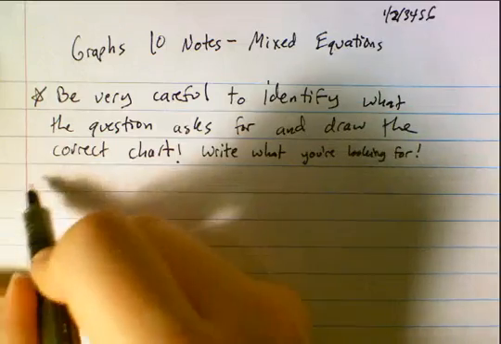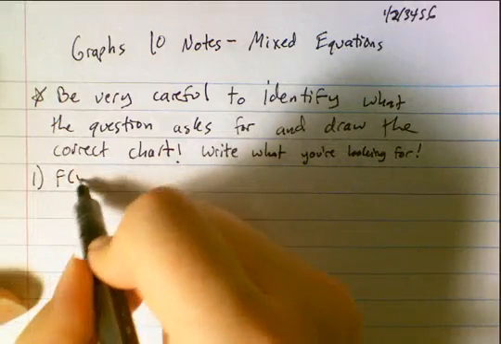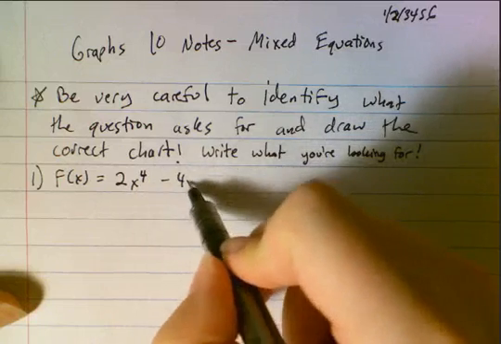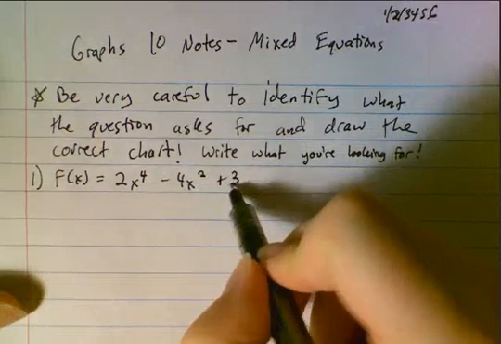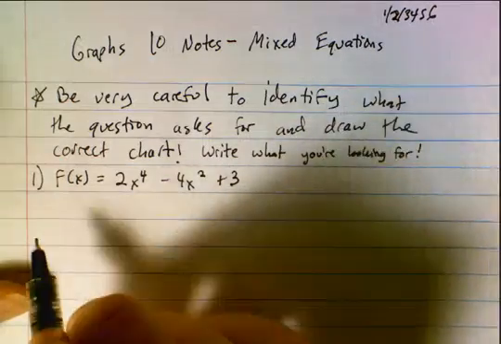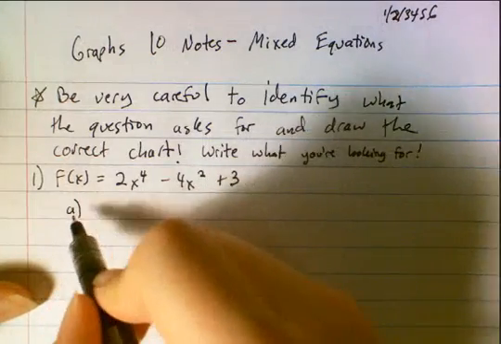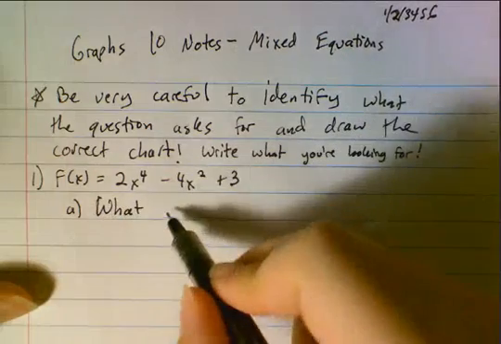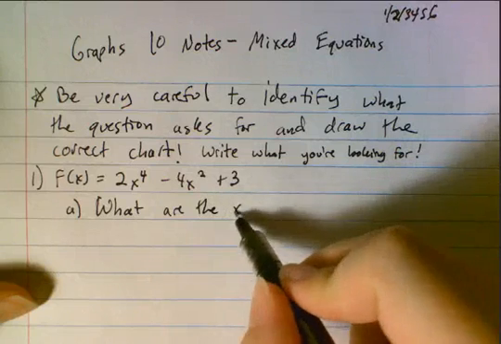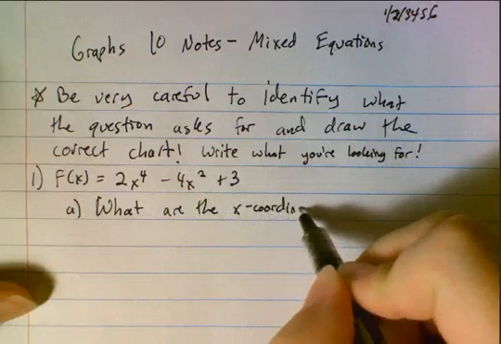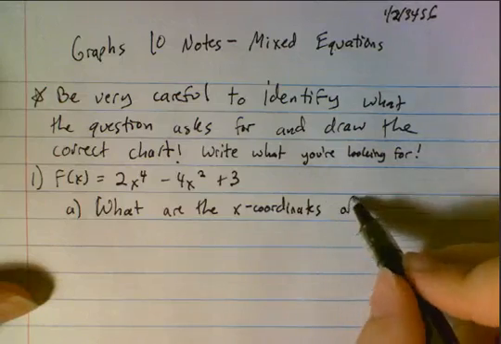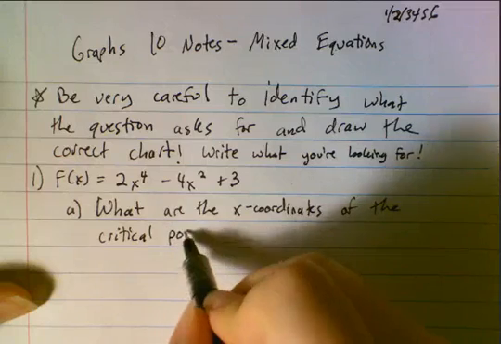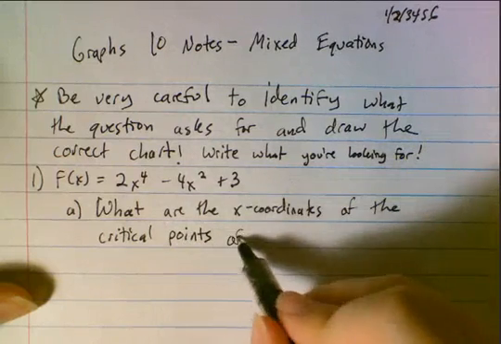So let's start off with this example. F of x equals 2x to the fourth minus 4x squared plus 3. We're just going to do a whole bunch of different problems with the same equation. The first thing we're looking for is what are the x coordinates of the critical points of f of x.